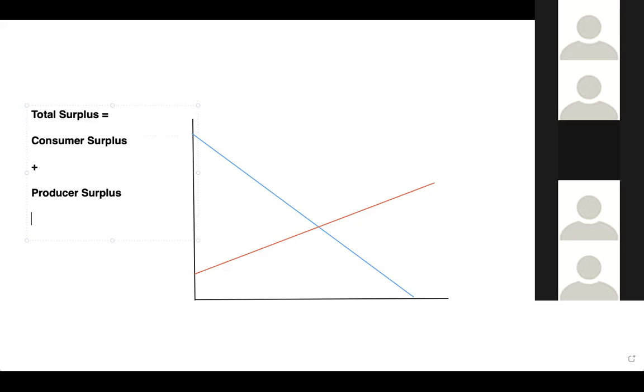Now, a lot of times you'll see this equation. Have you ever seen it outside of this class, Ryan? With surplus, no, I don't think so. No, okay, that's fine.